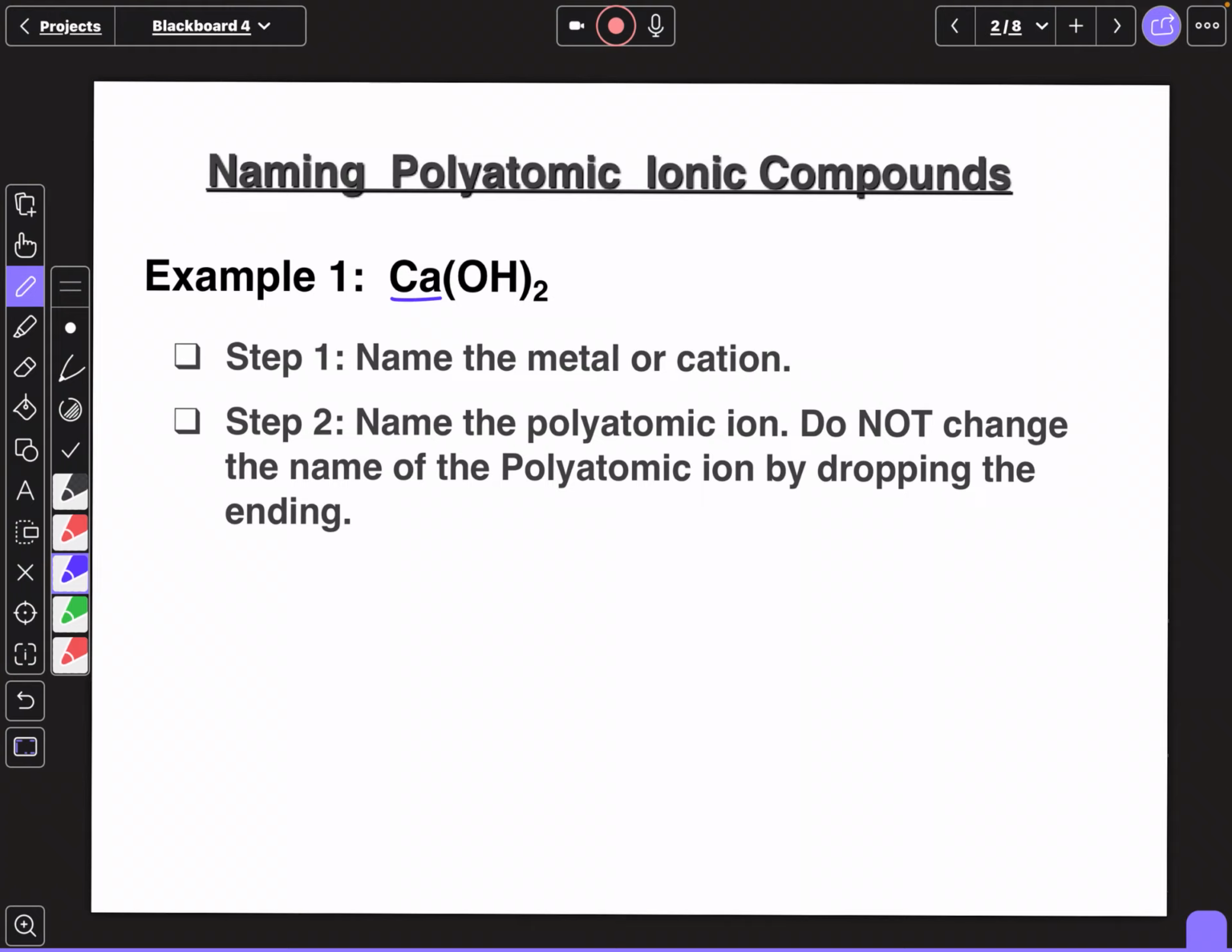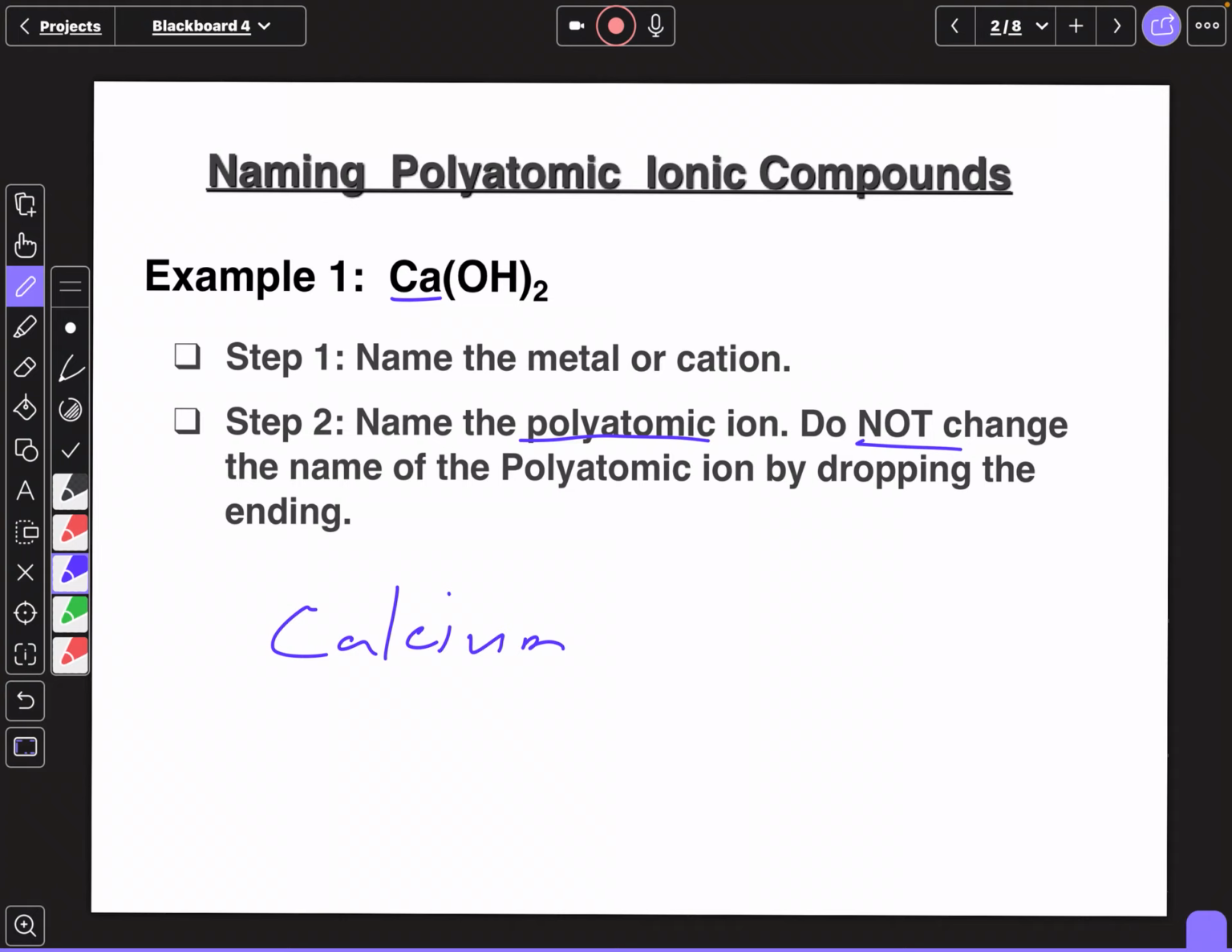If you see parentheses, especially in a formula, that ought to tell you right there that it's a polyatomic ion. There's a certain reason we have to put those in parentheses sometimes, but not all the time. But I want to see if it's made up of 3 elements, then I know I've got a polyatomic ion. So first I'm going to name the metal or the cation. That is calcium, Ca. And then I'm going to name the polyatomic ion. Do not change the name of the polyatomic ion by dropping the ending.